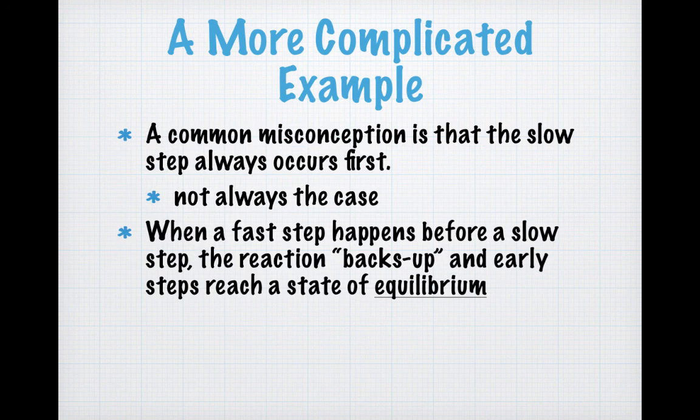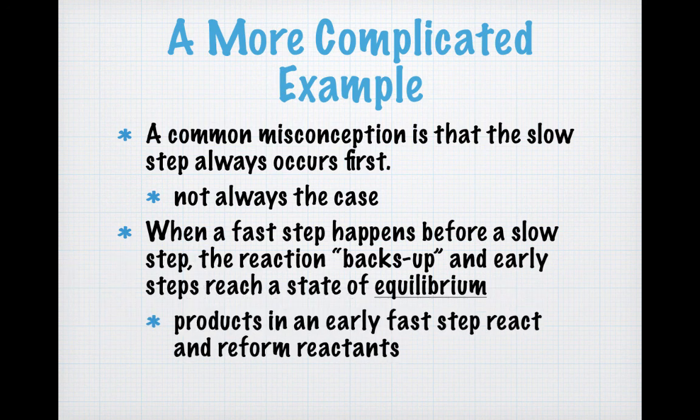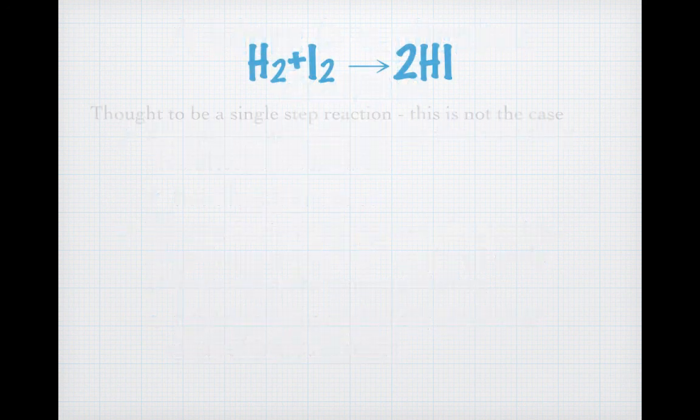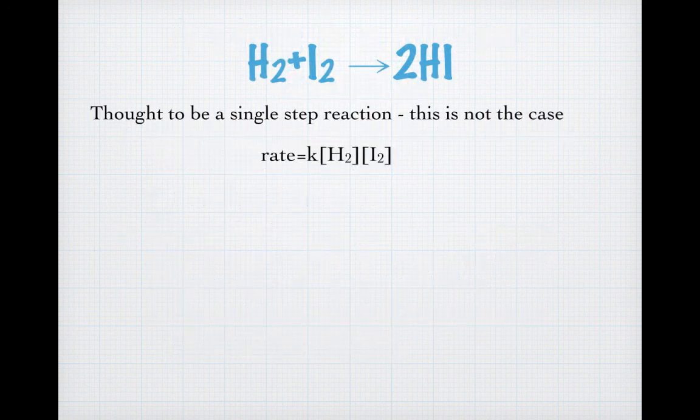If a slow step happens after a fast step, then as that slow step is trying to proceed, the fast step kind of backs up, and as a result you have a buildup of the products in that first step. They can react with each other and reform reactants, and eventually that faster step reaches a state of equilibrium, waiting for that slow step to continue. So let's take a look at this reaction here.